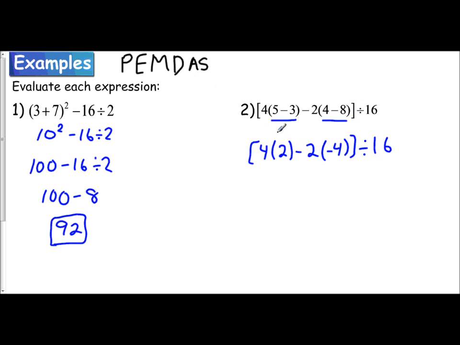If you look, we still have this grouping symbol, these brackets, but inside that we have multiplication going on with the 4 and the 2, and the negative 2 and the negative 4. So 4 times 2 is 8. Negative 2 times negative 4 is a positive 8. So inside now my brackets, 8 plus 8, and then I have divided by 16. 8 plus 8 is 16. 16 divided by 16 gives us 1. So those are examples of doing numerical order of operations with evaluating expressions.